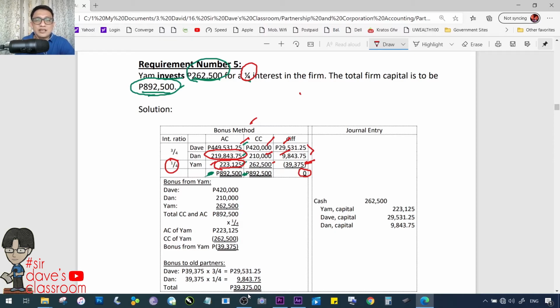Effectively, class, hindi sinabi na bonus method ang gagamitin mo. The problem did not in any way say, okay? It did not tell you explicitly to use the bonus method. But you need to learn to read between the lines. Kahit hindi sinabi effectively, ganun yung nangyari. Bonus method. Bakit? There is no goodwill. May nasaktan, may nasiyahan. Bonus method ang nangyari. These are your computations for requirement number 5.